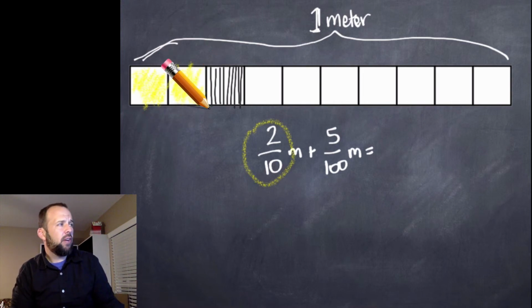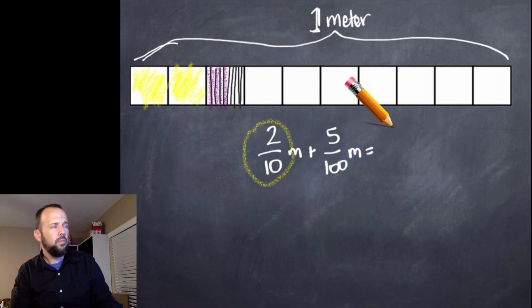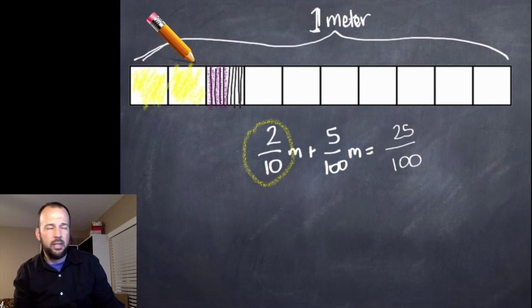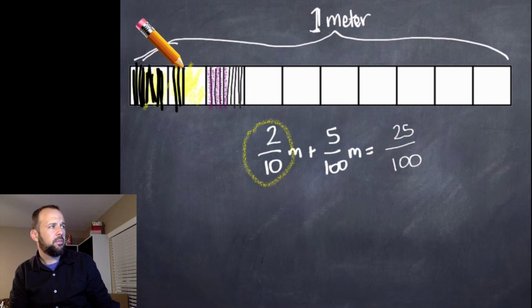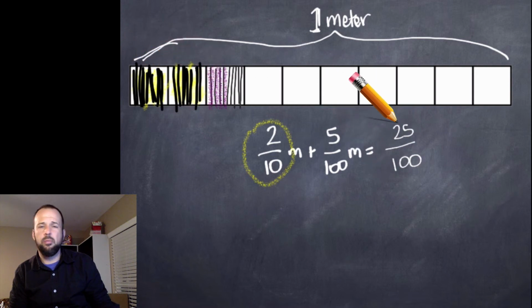So if I color in 5 of these pieces, I'll grab a different color here. 1, 2, 3, 4, 5. I have colored in 5 hundredths, so I have my 2/10, which would basically be 20, and 5 hundredths. So my number would become 25 hundredths. Because if I took this tenth and split it into 10 pieces, those would be 10 hundredths, 10 hundredths, and 5 more hundredths would give me 25 hundredths.